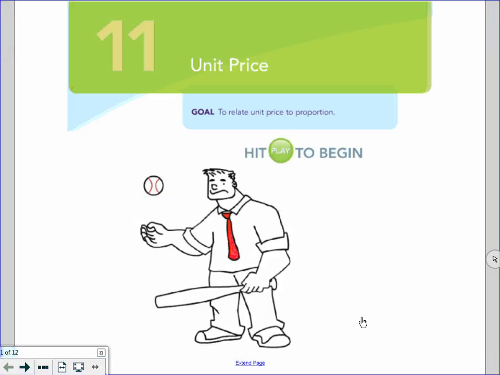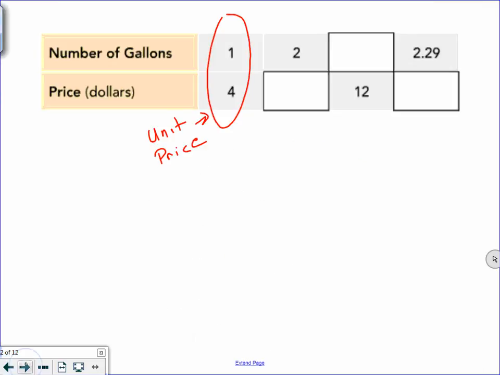All right, today we're going to talk about unit price. Remember, as you go through the video here, feel free to pause when you need to make sure you get everything down, or go back and rewind if you need to hear something again. Okay, so don't forget those things as we go through the note sheet here.